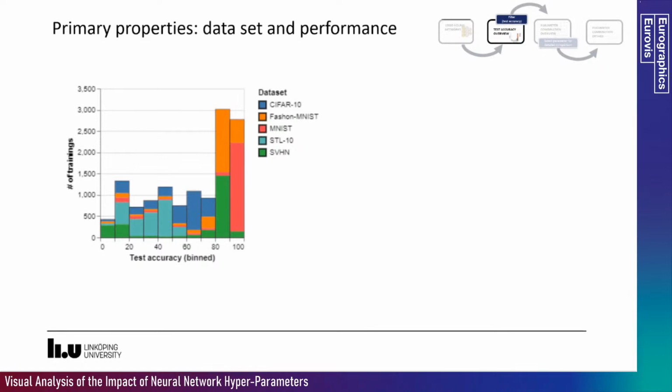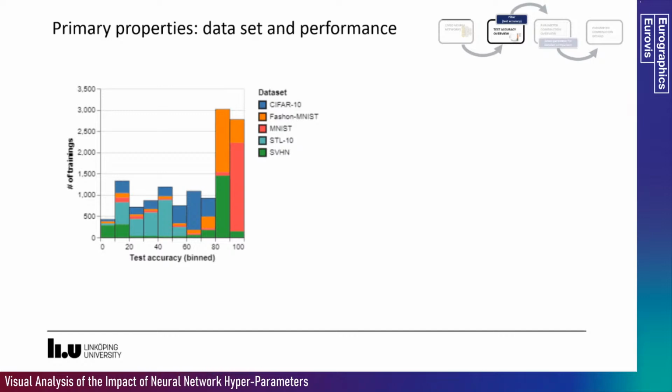The two central parts in our exploration are input data, which largely affect the test accuracy, and the test accuracy itself. Therefore, we provide an overview of these two central parts using a stacked histogram depicting the distribution of the test accuracy for the different datasets. As you can see in this distribution plot, each dataset has its own mode, which is caused by their underlying complexity.